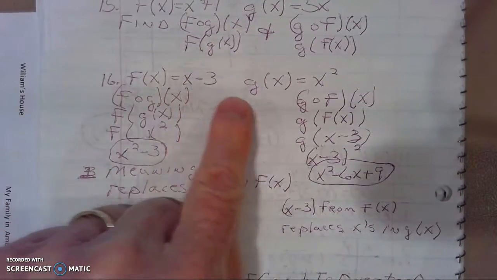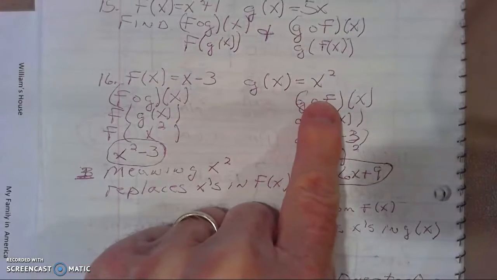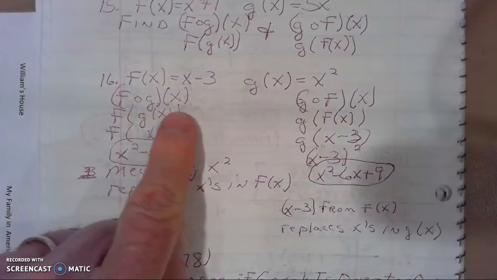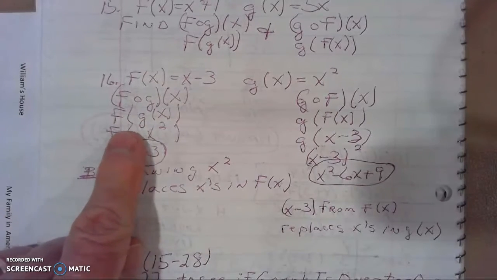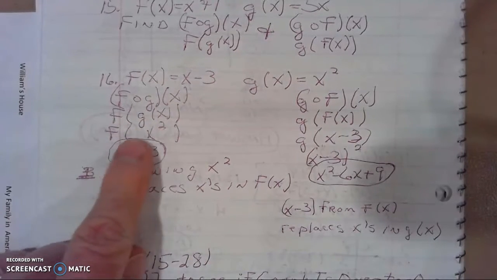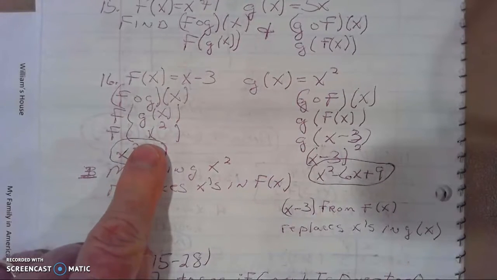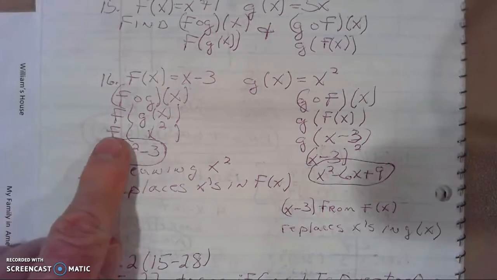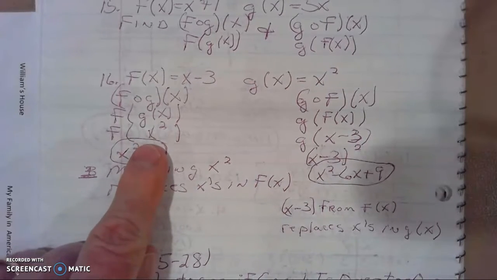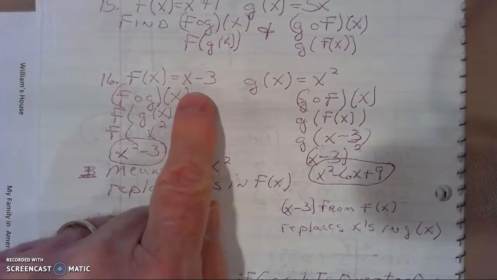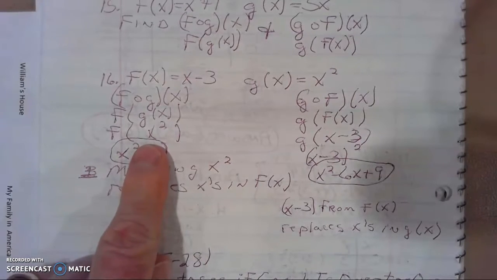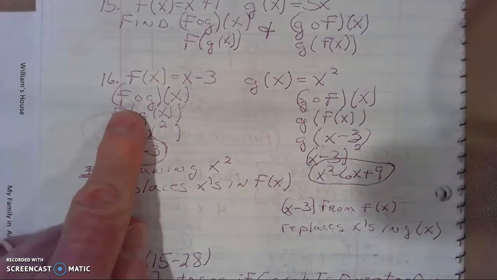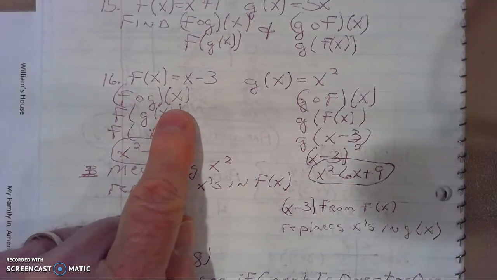F of x is x minus 3 and g of x is x squared. So f composite of g of x is f of g of x, and then g of x is x squared, so we can put x squared in there, and then f of x squared means x squared replaces the x up here. So x squared minus 3 is our composite function for f composite g of x.